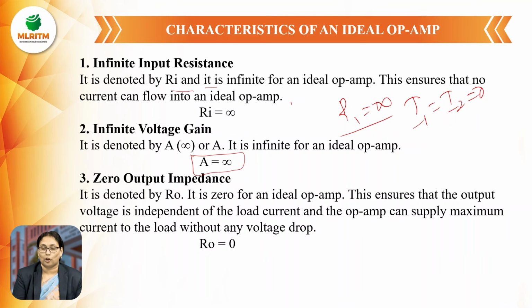Next, zero output impedance. It is denoted by R0. So for an operational amplifier, Ri is infinity and R0 is 0. It is 0 for an ideal operational amplifier. This ensures that the output voltage is independent of the load current and the op-amp can supply maximum current to the load without any voltage drop. Therefore, R0 is equal to 0.